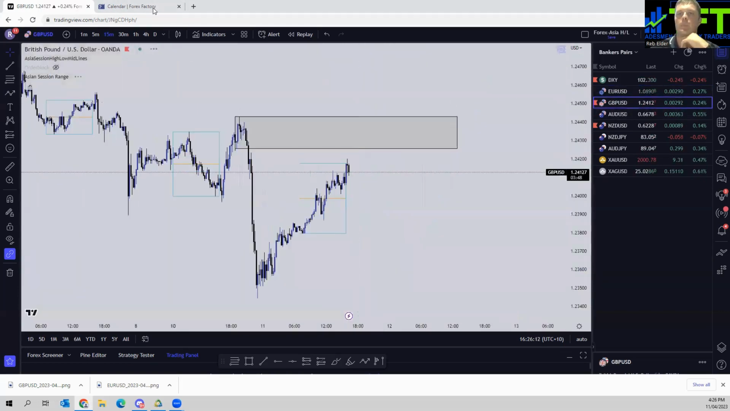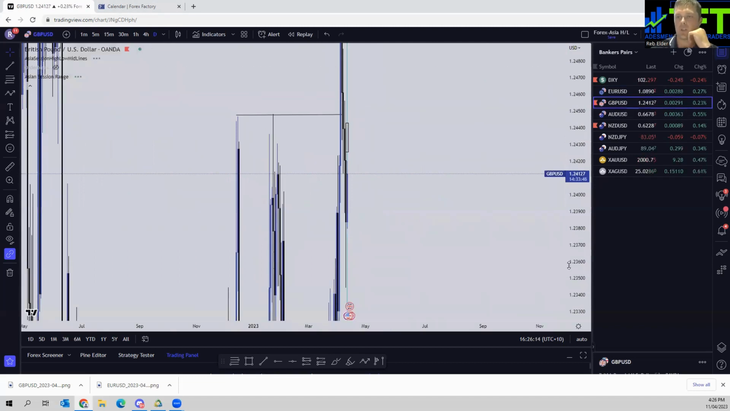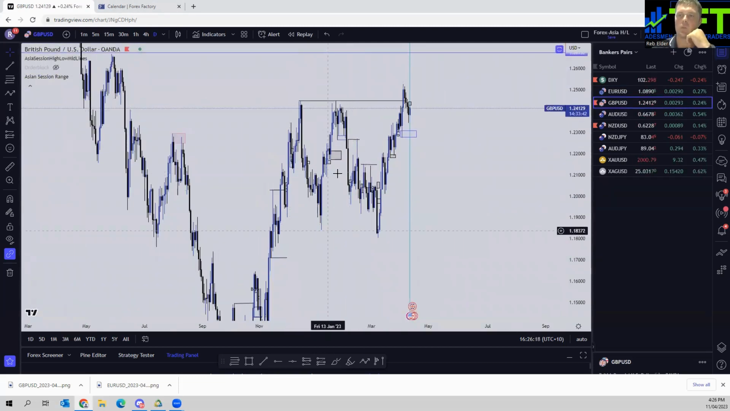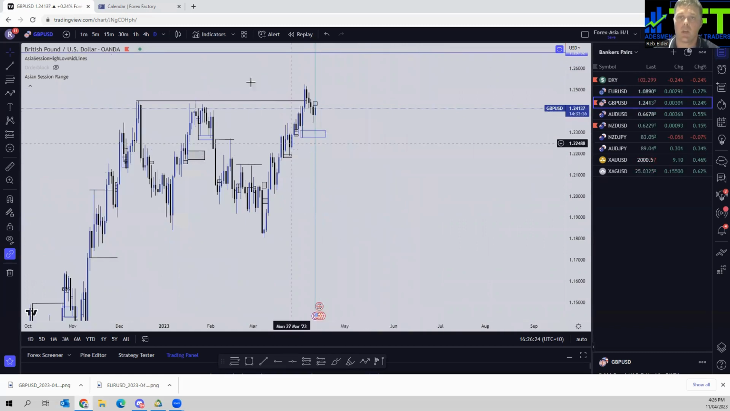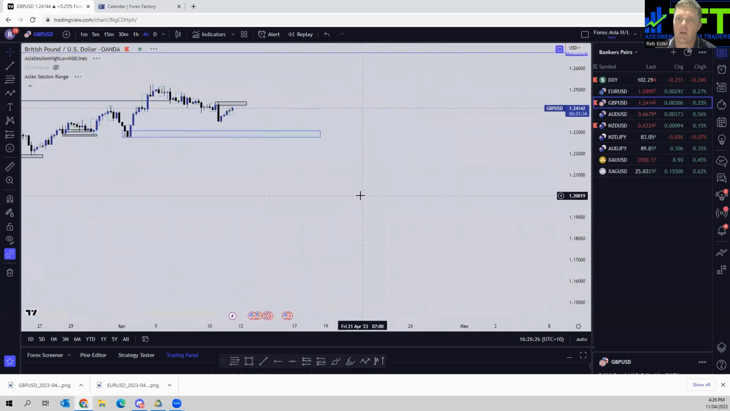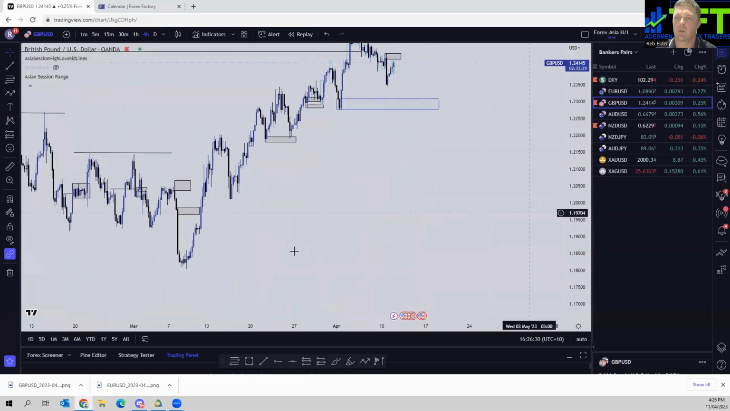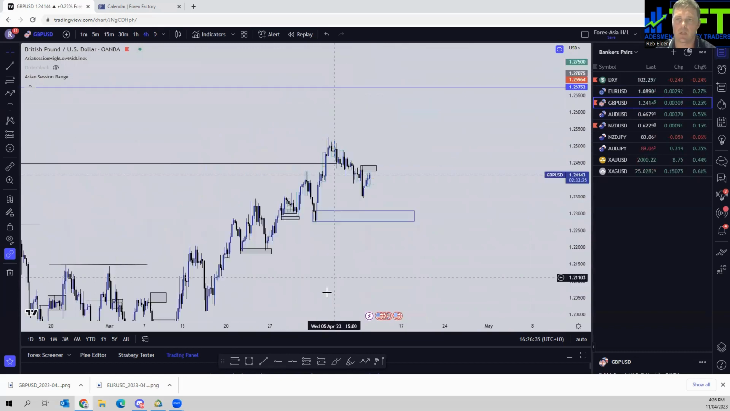GBP USD. Looking at GU, we can see we were short-term bearish, a bit of an ABC correction, and now we've come up and broken high. So we're bullish at the moment on the daily. The 4-hour is obviously very bullish and very similar to Euro USD. We see this marching up style, higher highs and higher lows.